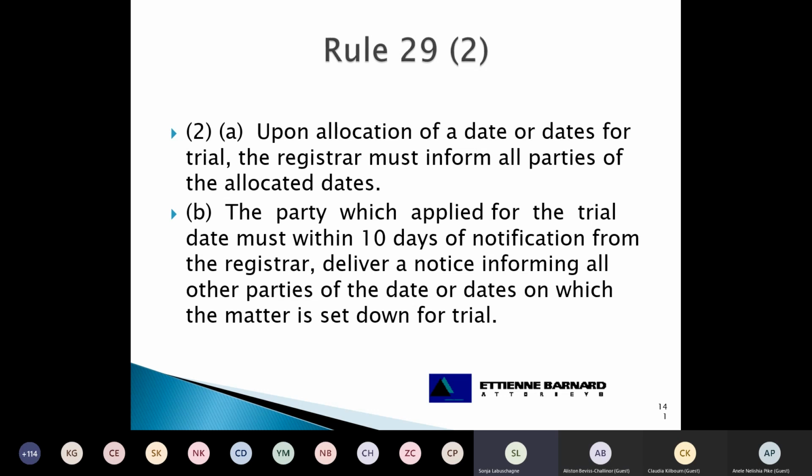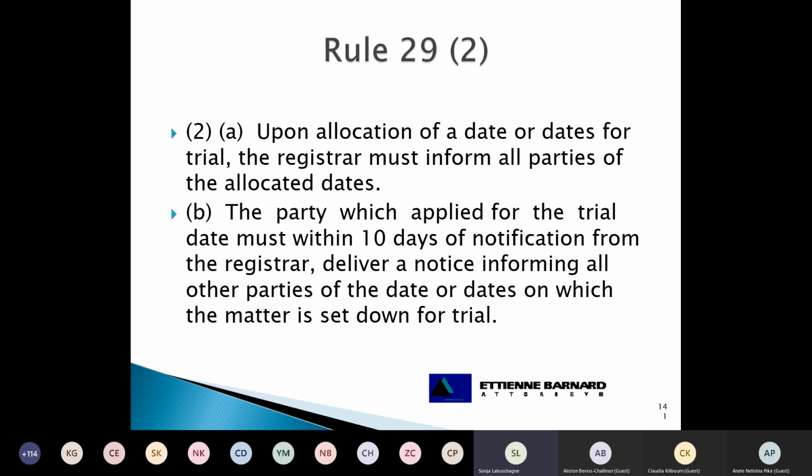All right, so your date gets allocated by the registrar and you get notified by it. As I said, in the Western Cape, we do have our pre-trials, and they will not allocate you a court date unless the judge certifies that the matter is trial ready. So you first have to go through that process, and once that's done, they will then allocate a trial date. And at the moment in the Western Cape, you're looking at very long delays.